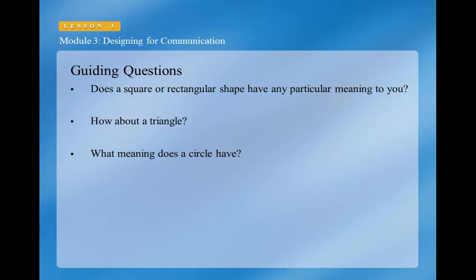Think about these questions as we go through this lesson. Does a square or rectangular shape have a particular meaning to you? How about a triangle? Think about the meaning of a circle.